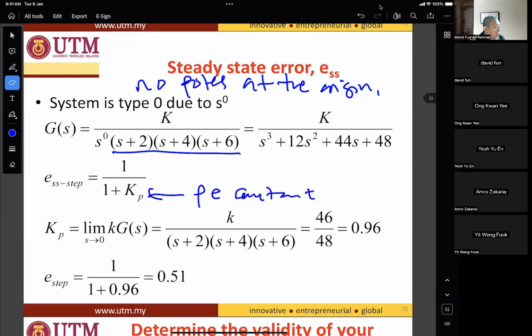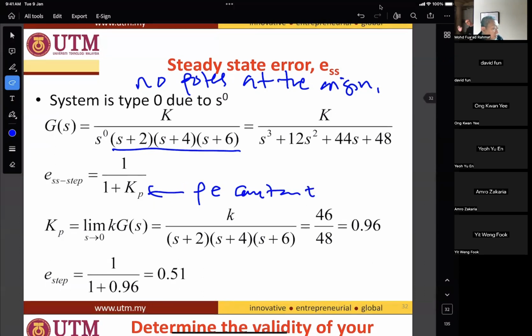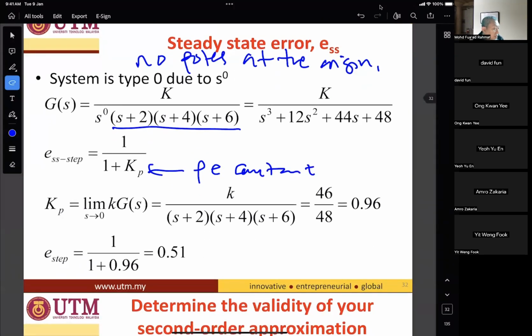Okay, guys, 1 over 1 plus KP. So KP is limit s to 0, KGS. So K is 46, the one that we calculated previously. 46 divided by 48, 0.96. So this one is 0, 0, 0. 2 multiplied by 4, 8. 8 multiplied by 6, 48. And 46 is from the gain.